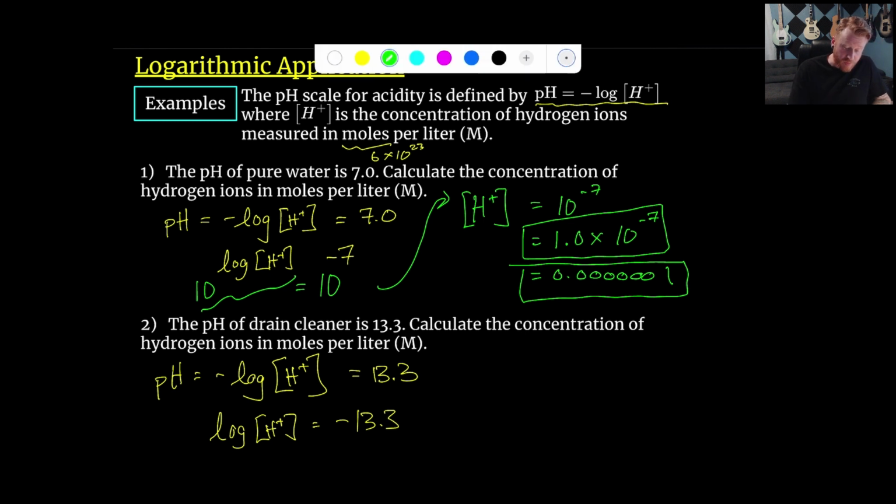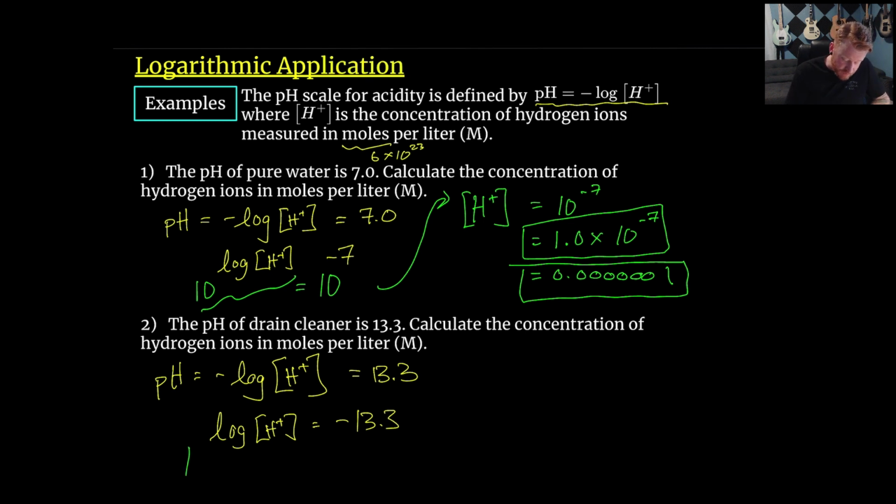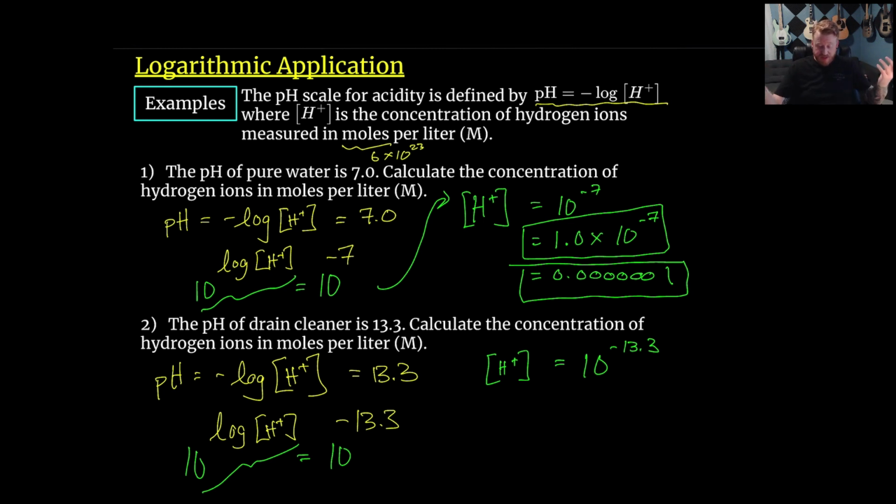And just like we did before, we will base 10 both sides. And then I will redo where my equal sign is. That's not something that you have to do, but I think that is visually pleasing to see what's going on here. So the left-hand side is just turning into that H plus notation. And on the right-hand side, I have 10 to the negative 13.3. Now, I don't have an easy way to turn this into scientific notation other than putting it into a calculator because of that 13.3. So I will just put that into my calculator.